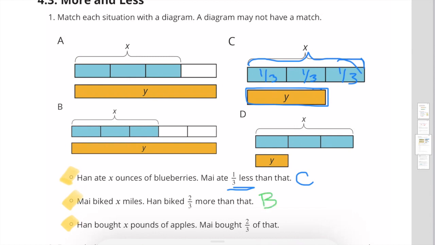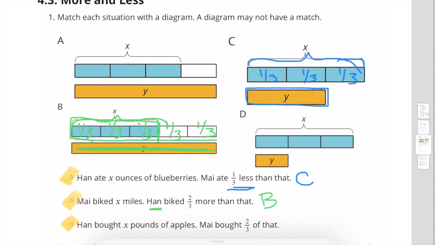So May biked a certain distance and Han biked 2/3 more than that. So if you notice, this looks like it's broken up into fifths, but if we look at just the X amount, so just here to here, you see that we have 1/3, 1/3, and 1/3. So each of these rectangles represents a third. So therefore, this is another third, and this is another third. So Y, which represents Han, takes up 2/3 more than what May's did.